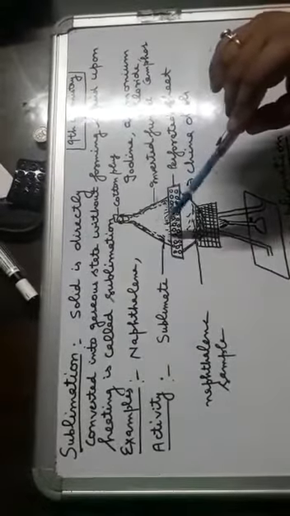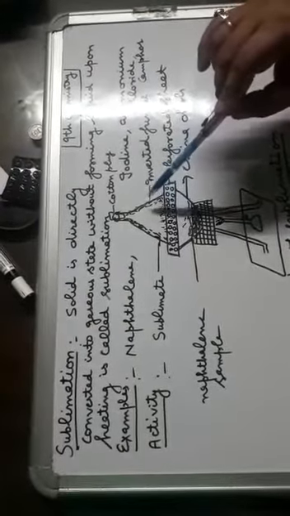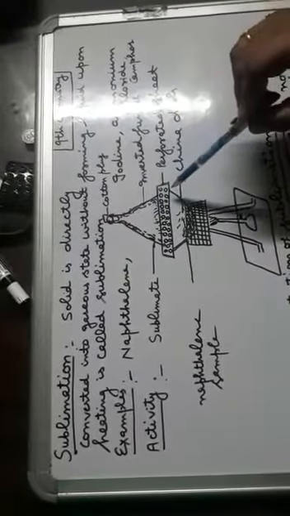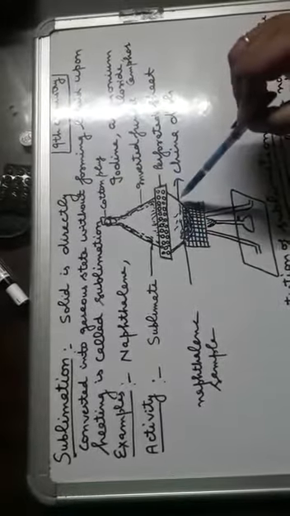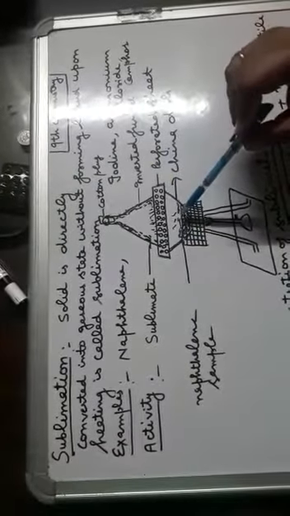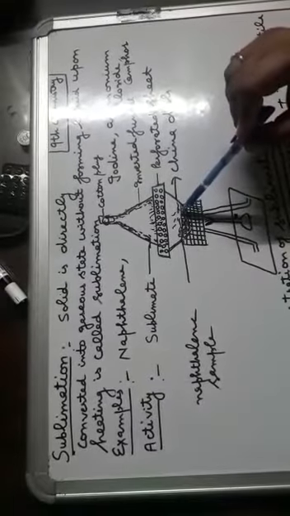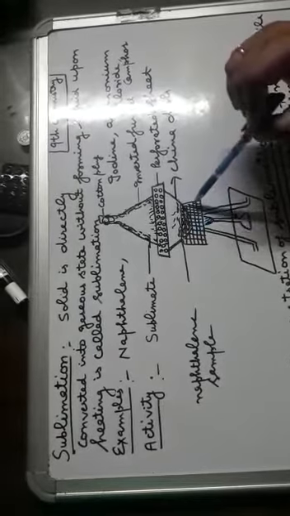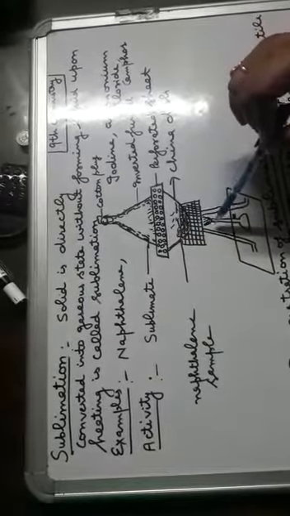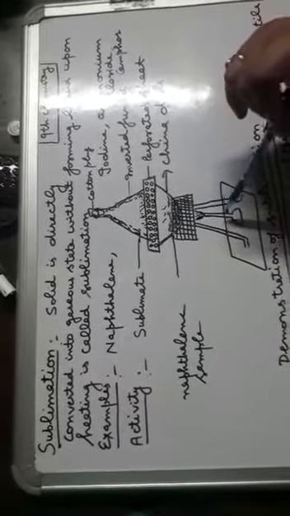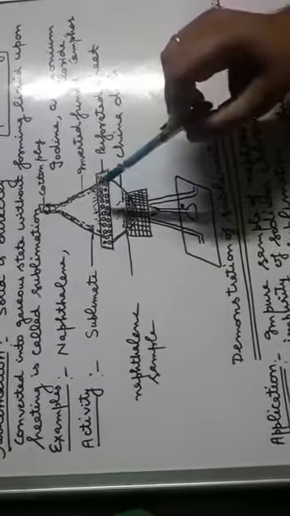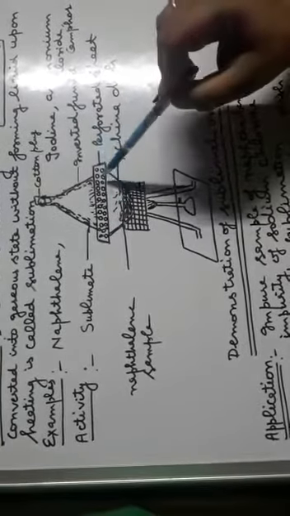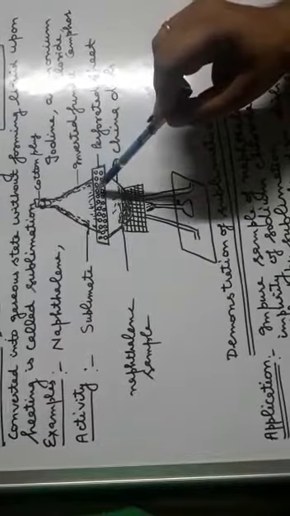Now there is an activity to understand the process of sublimation. First of all, in a china dish, take a naphthalene sample. Below the china dish there is a wire gauze, and below the wire gauze there is a burner for heating it. Upon the china dish there is a perforated sheet, meaning holes are present in the sheet.